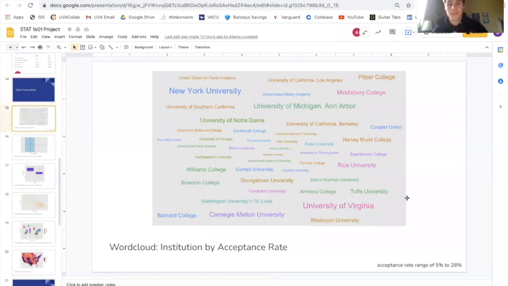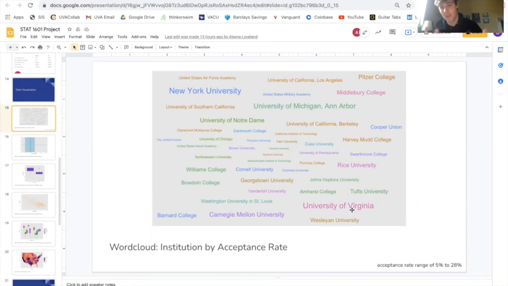So the first one that we did was a word cloud, where we have represented here each institution by their acceptance rate. And the acceptance rate ranges that we used on this display are 5% to 28%. So as you can intuitively see, the bigger the word appears in the word cloud, the higher the acceptance rate. So for example, our University of Virginia right here, go Hoos, appears bigger on the word cloud. This is because our acceptance rate is around 27 to 28% in 2019.